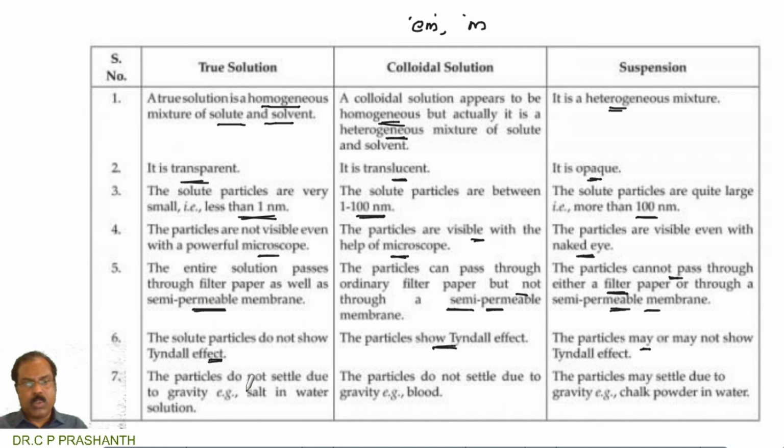The particles do not settle down due to gravity. The particles of true solution are not under the effect of gravity, and in the case of colloidal solutions, they do not settle down because particles are not under the effect of gravity. And suspensions, you can see they are under the effect of gravity, so they do settle down. For example, chalk powder in water or sand in water. So hope you understood the differences in properties between true solutions, colloidal solutions, and suspensions.